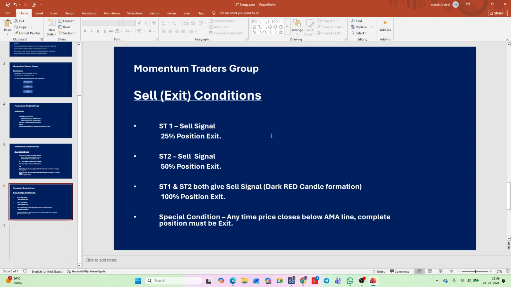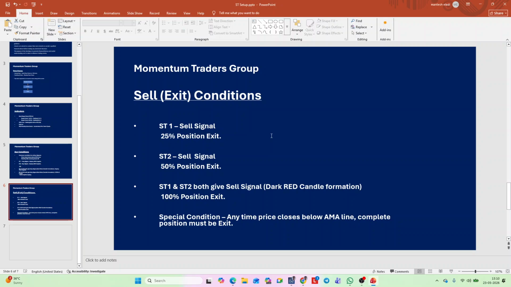So, selling criteria. Just as you deploy your capital in tranches, you will exit in tranches in the same way. When Super Trend 1 first gives a sell signal, you can book 75% of the position. Maybe after 1 or 2 days, if Super Trend 2 also gives a sell signal, you can go ahead and book another 50% of your position. So 75% of the position, you are out now.